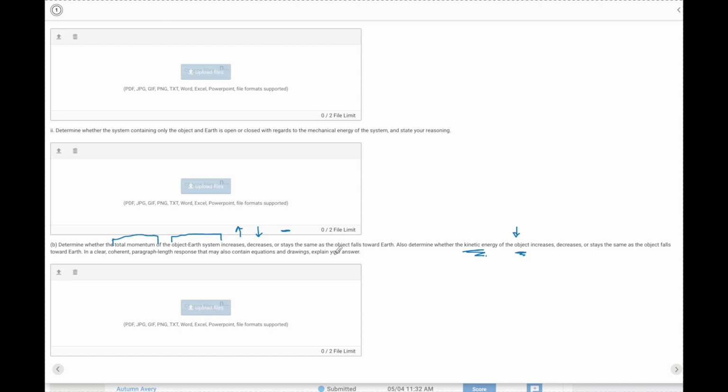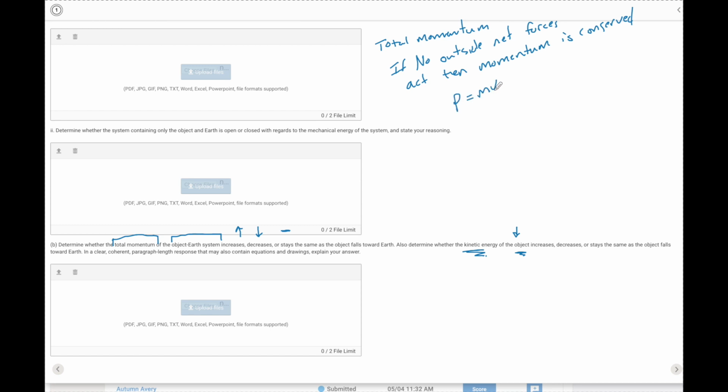Okay, so let's talk about this first, the total momentum of the Earth object system. Well, first, we look at the definition of total momentum. And the law of conservation of momentum says that if there's no outside forces acting, then momentum is conserved. So to repeat that, if no outside net forces act, then momentum is conserved. Now this is kind of counterintuitive because we know that the object is going to speed up. So we look at momentum as being mv and we're like, oh, this object is going to speed up, therefore momentum must change. But that's where this Earth object system comes in.